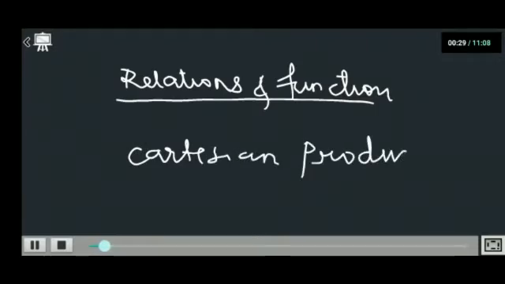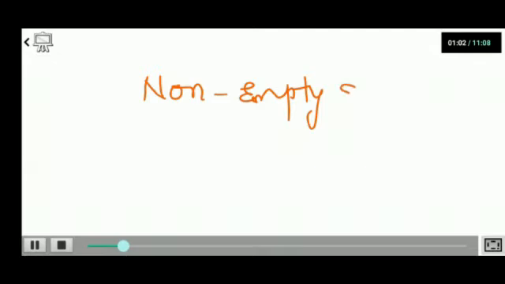We have used the Cartesian plane to locate a point, and the point is located with the help of an ordered pair. So let us see what we are going to do in this case. We will define what a Cartesian product is. Cartesian product is defined with the help of two non-empty sets. So to define Cartesian product, I need two non-empty sets.